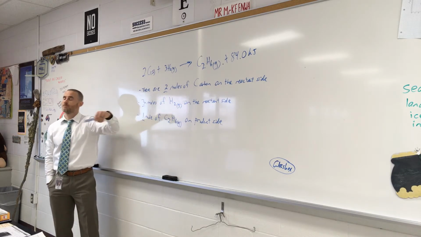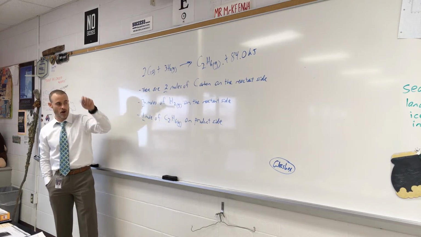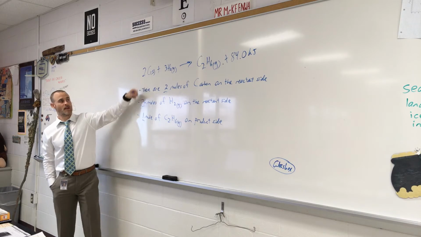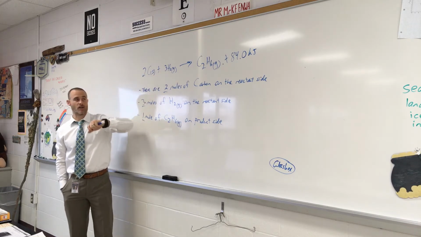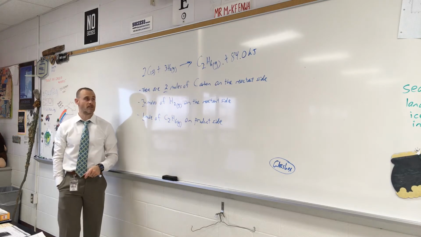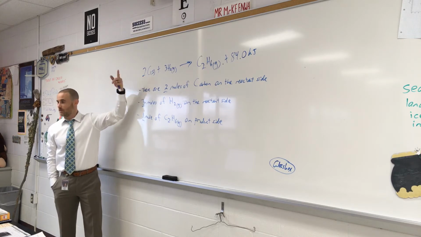What is a mole? 6.022 times 10^23 particles. You don't need to know that. All you need to know right now is that if there's a 2 here, you have 2 moles of carbon. If you have a 3 here, you have 3 moles of hydrogen gas. If there's a 1 here, you have 1 mole of C2H6. What if there was a 4 there? I would have 4 moles. What if there was a 10 there? 10 moles. Everybody with me?